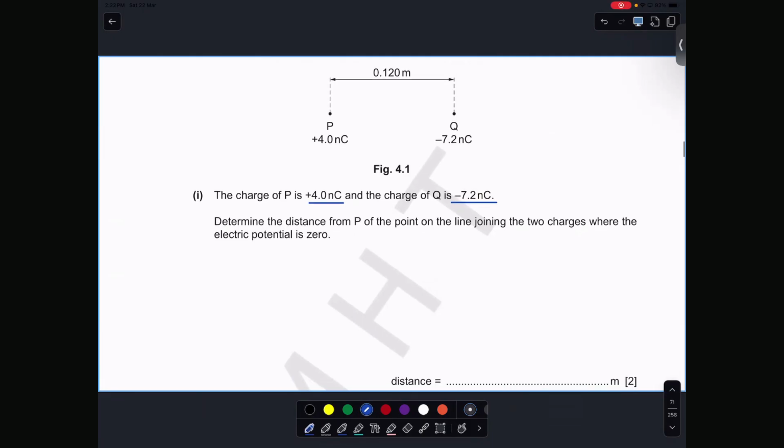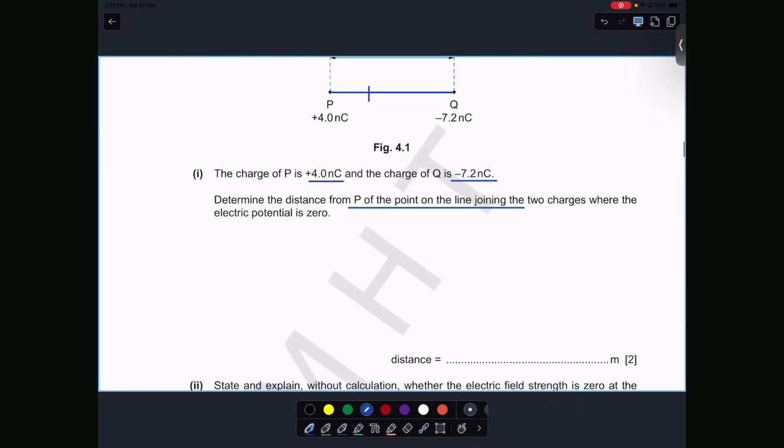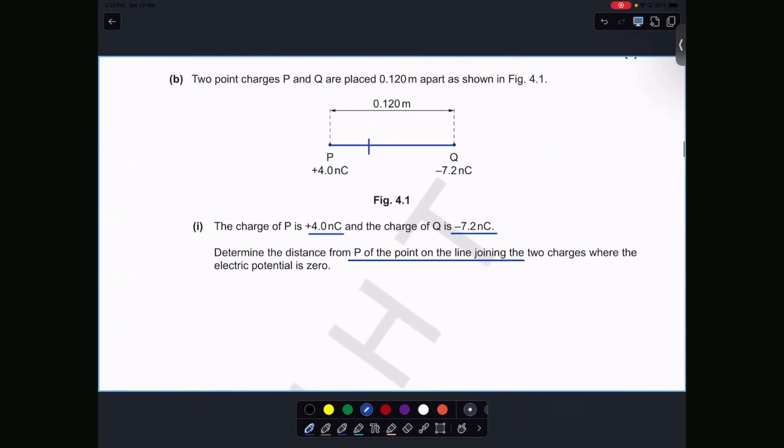So determine the distance from P, sorry, on the line joining the two charges. Find the distance where the potential is 0. Potential ki korte hoy? Just add korte hoy, right? So how do you find this distance? It's only 2 marks though.